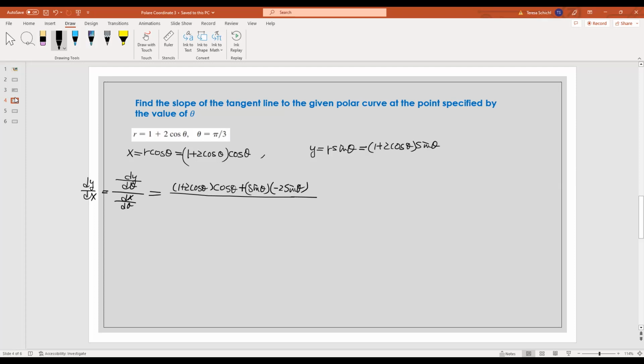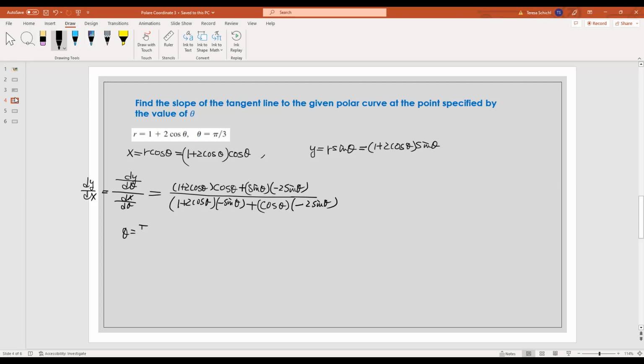And then the bottom, the x here. You do the same way, the product rule. So hold the first one, 1 plus 2 cosine theta, and the derivative of cosine theta will be negative sine theta, right? Then plus, holding the cosine theta, times the derivative of 1 plus 2 cosine theta, so it will be negative 2 sine theta.